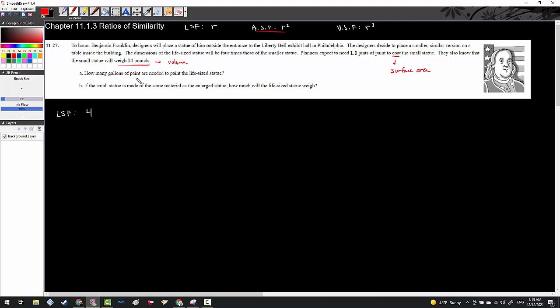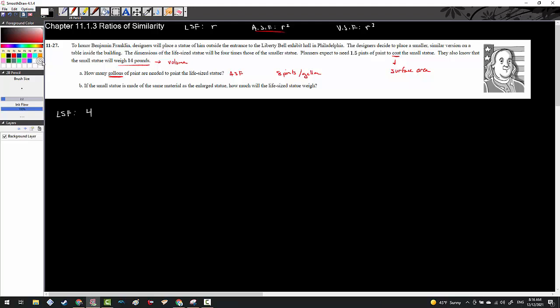So it says how many gallons of paint are needed to paint the life-size statue. So again, I'm seeing this as an area scale factor problem. And another thing, and it's not exactly the point of the problem, but they do want this in gallons. So we do need to know that there are 8 pints of paint per gallon. That's the ratio of that. So whatever we get, we'll have to end up dividing it by 8 because our paint is given in pints.